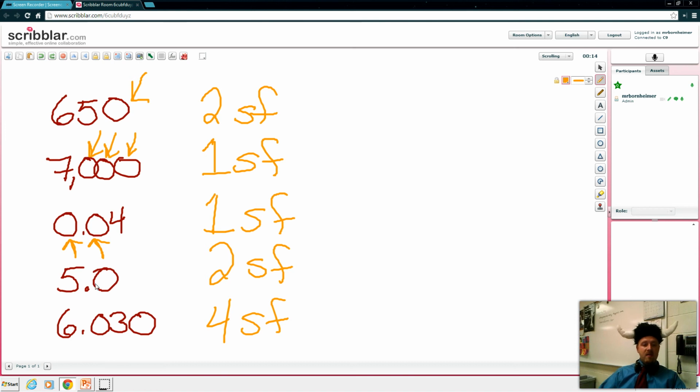However, this is a final 0 here on this 5.0 after a decimal point. It is significant, so we count it as a sig fig. This is a sandwich, this 0 here, it's significant, and then we also have a final 0 after the decimal point, so therefore that 0 also is significant. So here is just a quick rundown on significant figures.